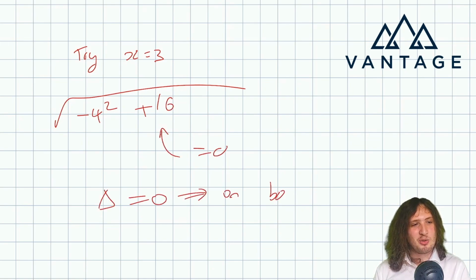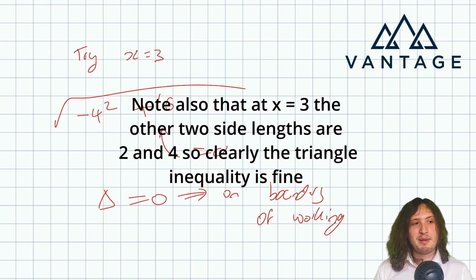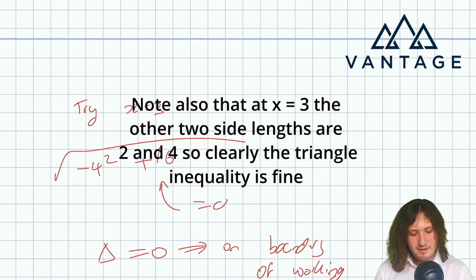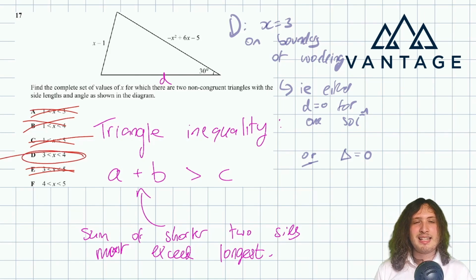That tells me surely that I'm on the boundary of working, right? Because if I vary x by a tiny bit, what I'm then expecting to see happen is that the discriminant changes a tiny bit and it's enough to make it go positive. So based on the fact that x equals 3 really does look like it's on the boundary of working, it must be D, which is the right answer.